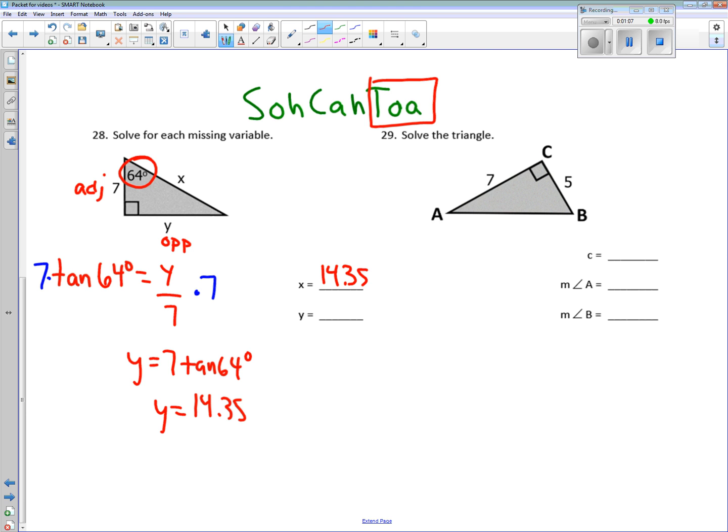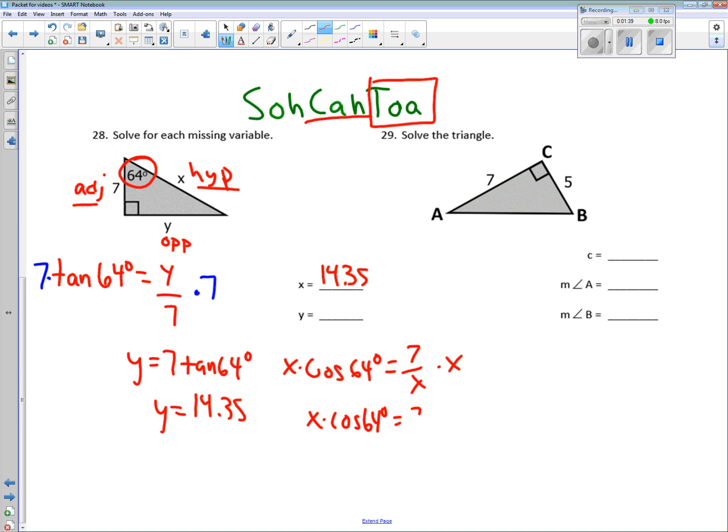Now for x, that's going to be our hypotenuse. So now I know the adjacent, and I need to find the hypotenuse. So if I look at SOHCAHTOA, the function that uses adjacent and hypotenuse would be cosine. So now this would be the cosine of 64 degrees equals 7 over x. Basically, in this problem, if we multiply both sides by x and divide both sides by cosine of 64 degrees, that's how we're going to get x by itself.